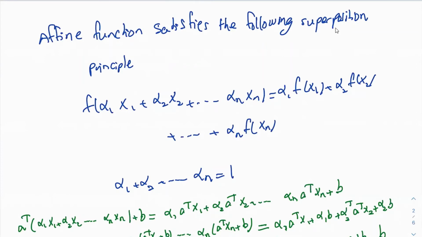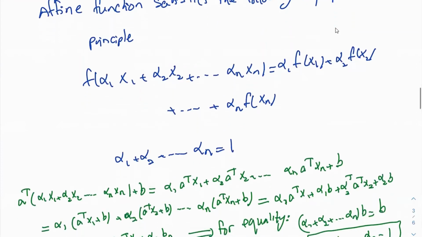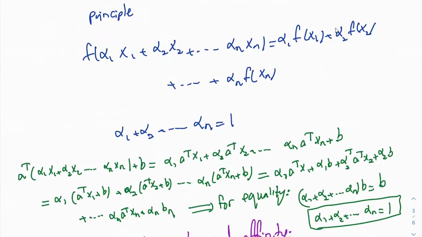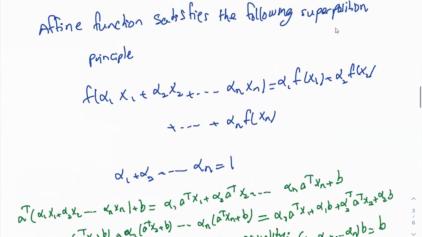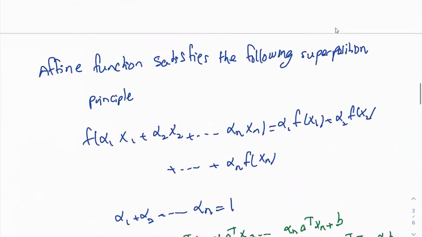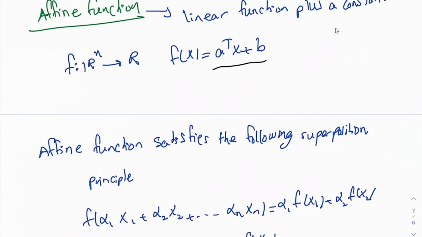Why is that correct? Let's see why. I would like to write the superposition principle for the affine function and see under what condition it holds. If it were correct in general, it would just be linear. Why should I call it affine? I want to see under what condition or constraint on these coefficients we can have affine, right? So I'm going to define f of x the same, a transpose x plus b. This is the f of x that I use.